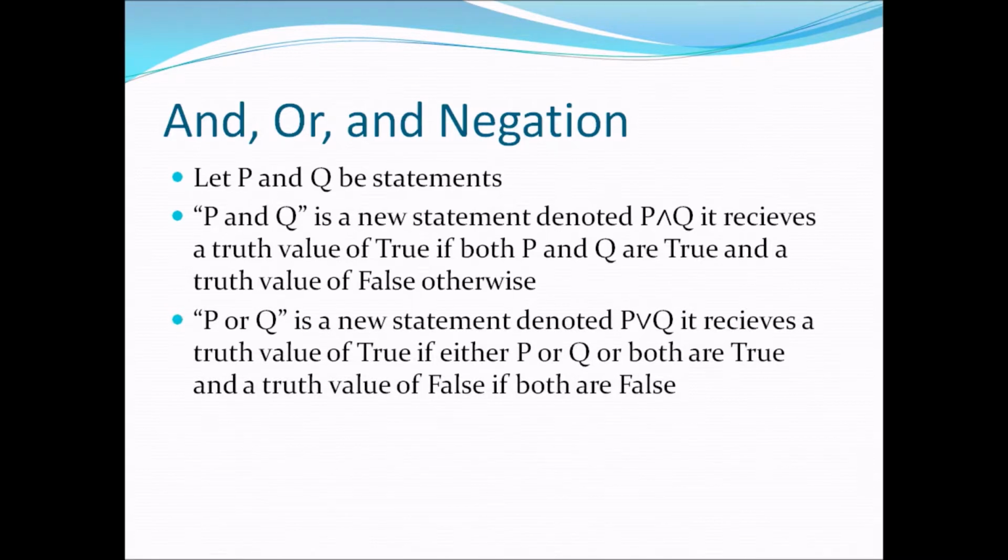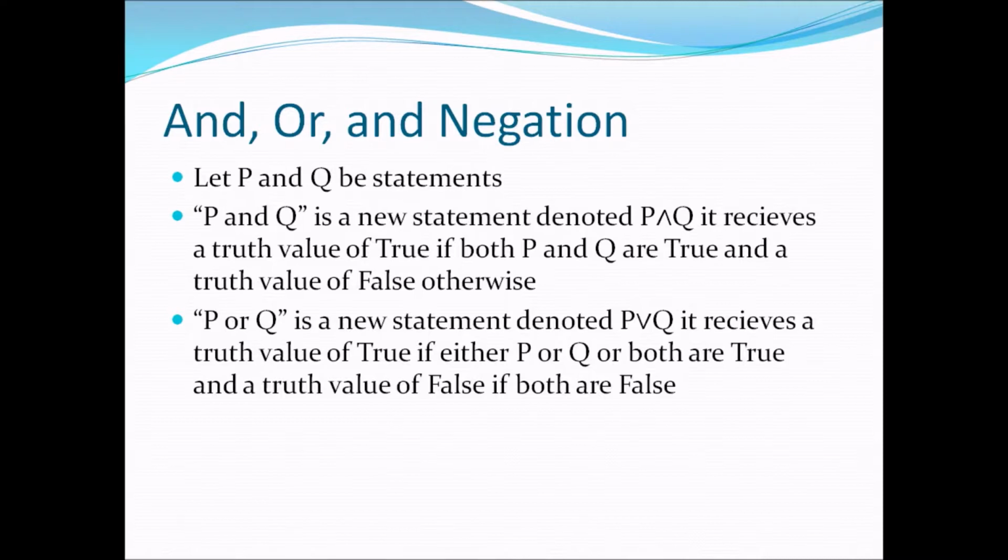P or Q is a new statement denoted P ∨ Q. It receives a truth value of true if either P or Q or both are true, and a truth value of false if both are false. So at first, sometimes students get confused because they think that only P is true or only Q is true and both aren't true. But it's one or both are true.